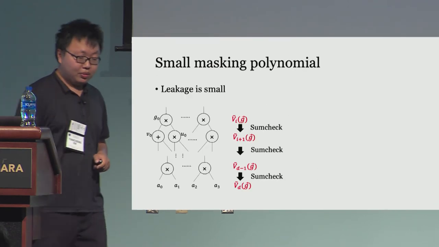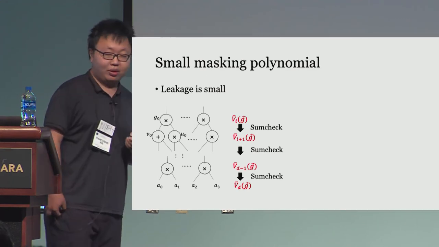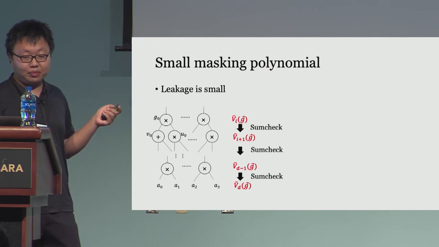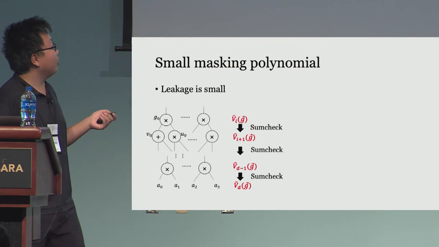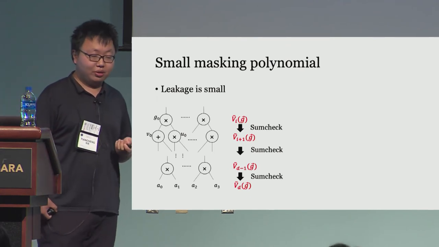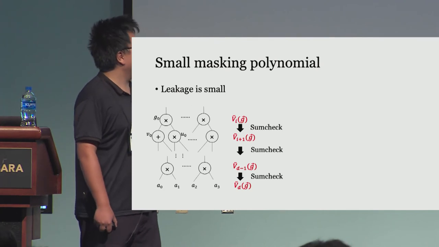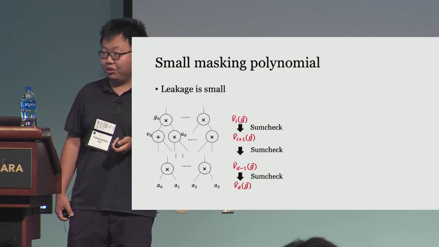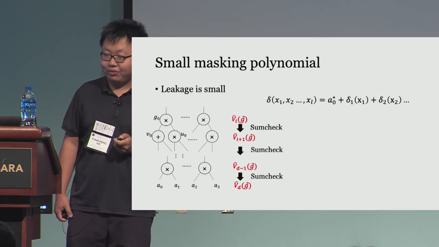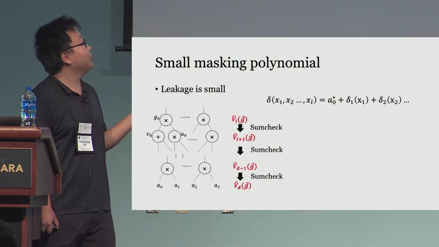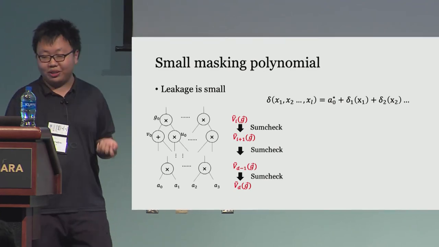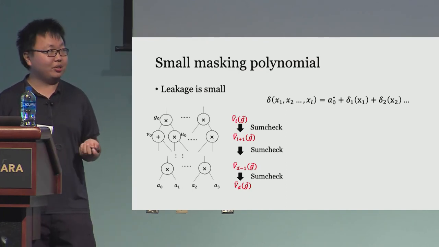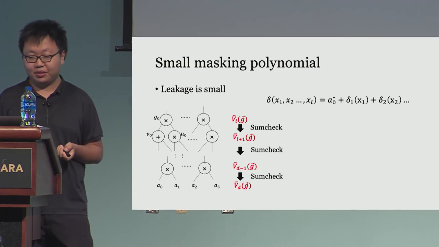Let me give you an intuition about how it is constructed. First, the leakage is small. The leakage of the whole GKR protocol is only polylogarithmic. To cover the polylogarithmic leakage, we intuitively only need a polylogarithmically sized masking polynomial. We have a nice construction for this masking polynomial, with all of its variables separated, and the size of the polynomial is only polylogarithmic, so it does not incur any computational overhead.